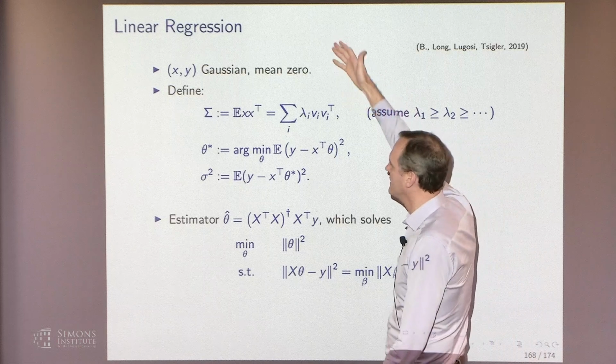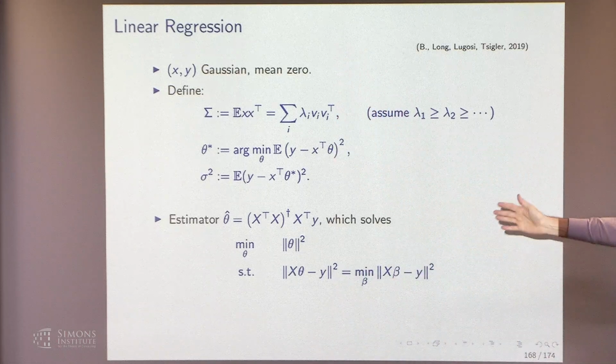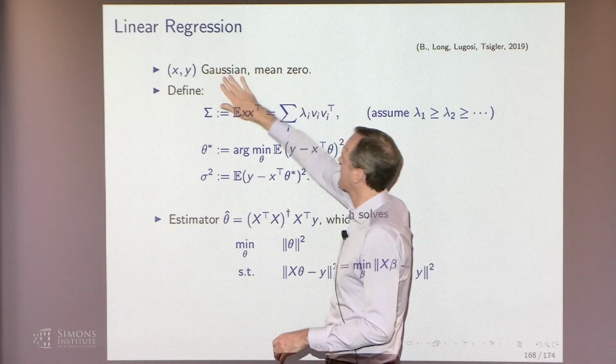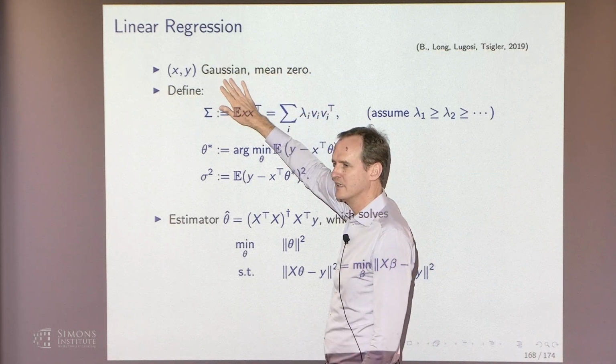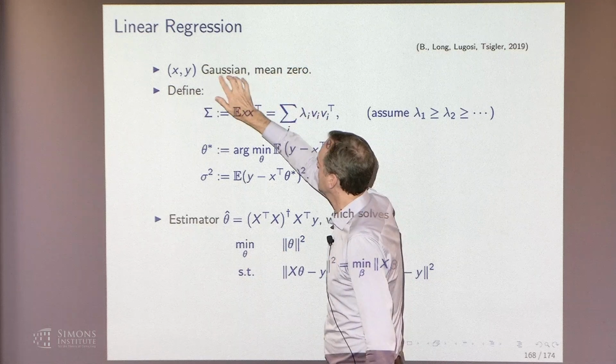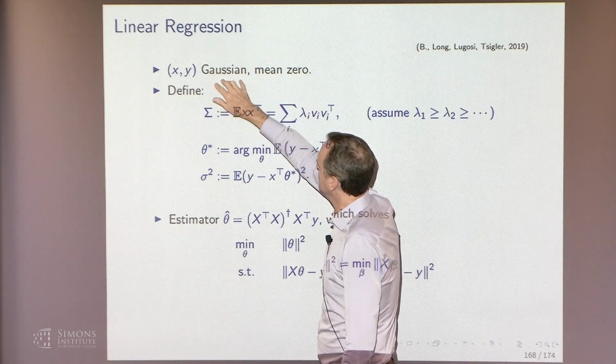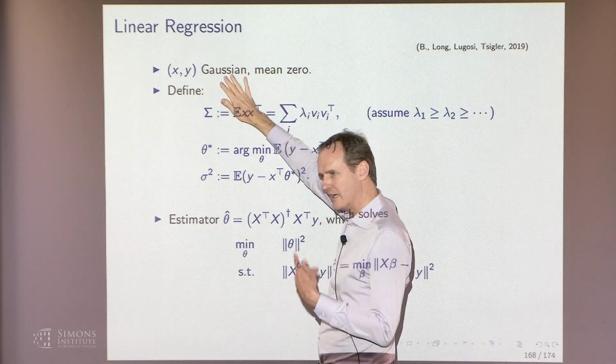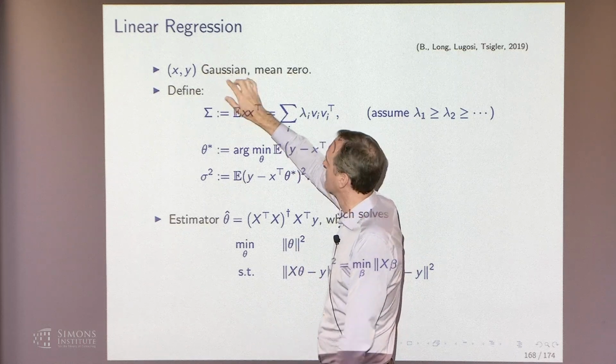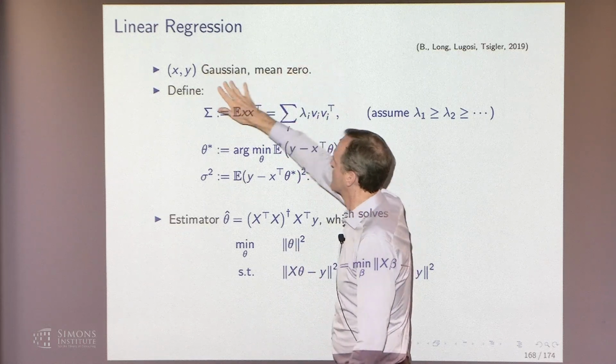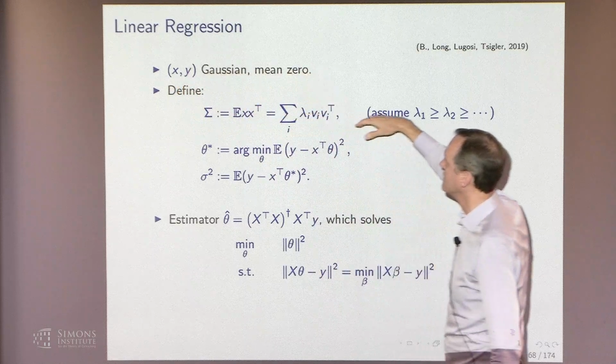So this is looking at linear regression. Let's think of it as finite dimensional. It's true in Hilbert space as well. Let's say Gaussian. It makes everything more convenient, but I think we can get everything to go through for the sub-Gaussian case. But just think about x, y jointly Gaussian with mean 0.